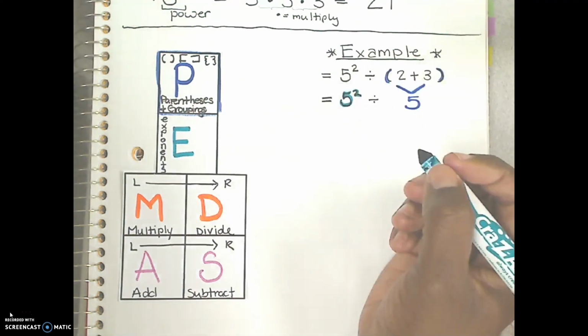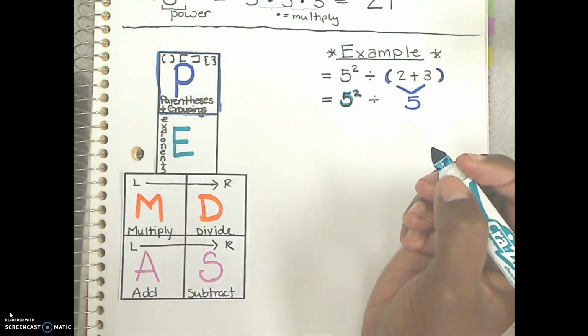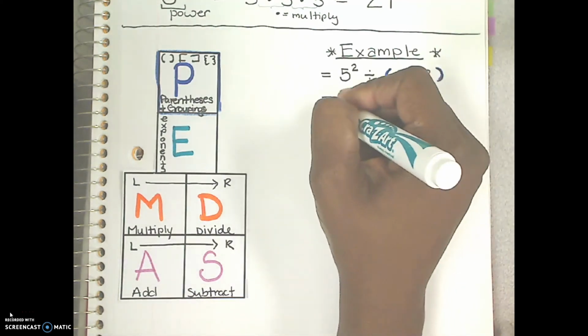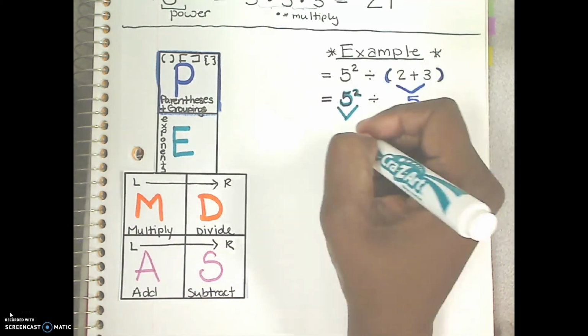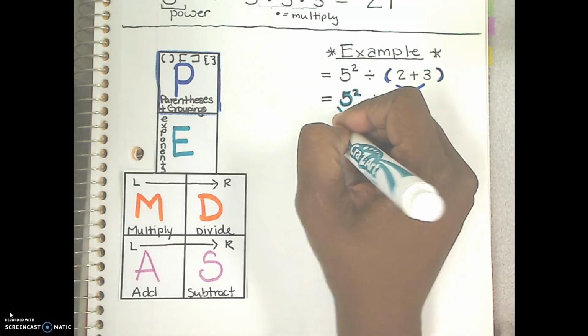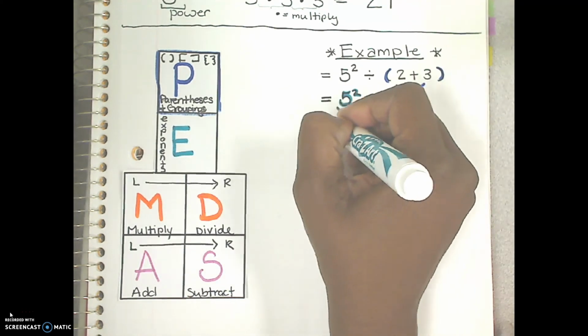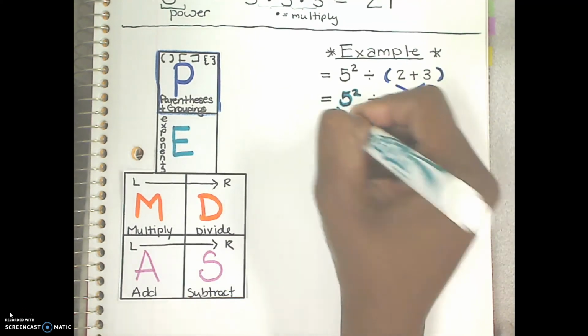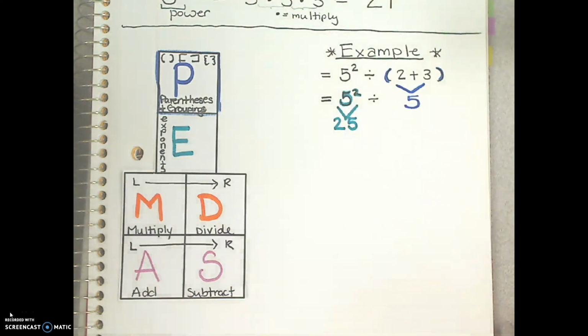So remember what that means. That doesn't mean 5 times 2. It's not 5 times 2 is 10. It is 5 times 5. 5 times 5 is 25. And then everything I didn't use, I bring it down again.